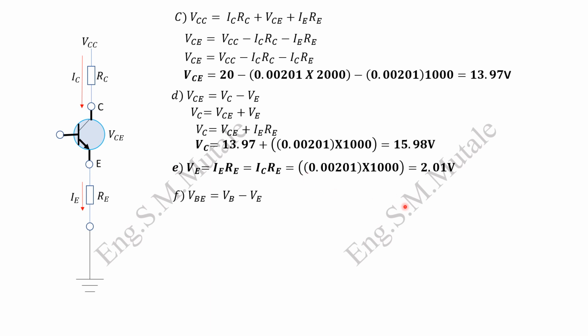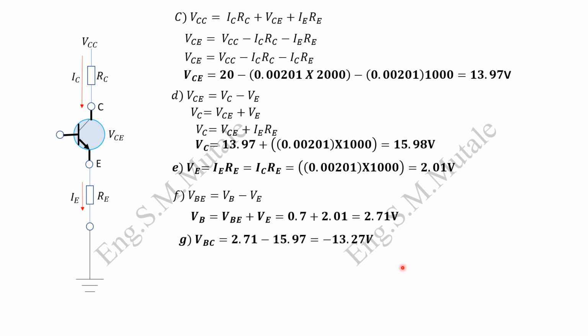VBE is the voltage between the base and the emitter, and it's the difference between the base voltage and the emitter voltage. From there, the question was saying calculate VB. So making VB the subject, it's VBE plus VE. VBE is 0.7. VE is what we calculated there to be that. When you do your addition, you're getting 2.71 volts.